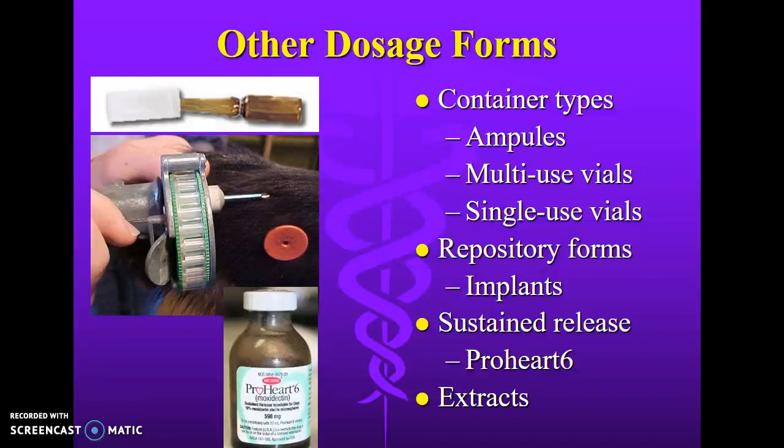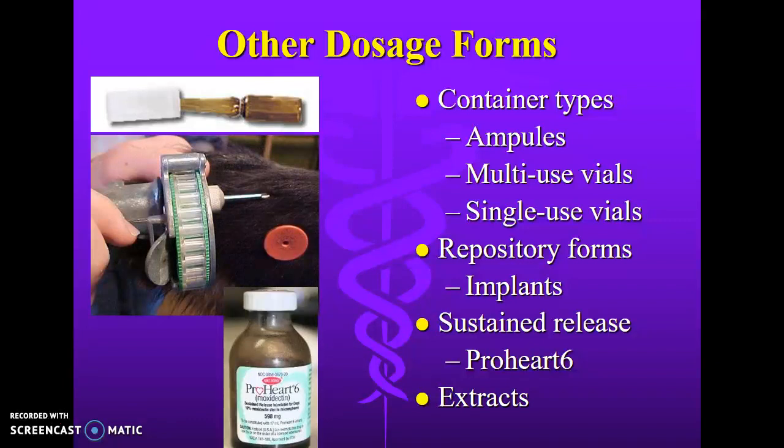They would just have to come in twice a year. That's why it's called ProHeart 6, good every 6 months. It had some skin reactions, as you might imagine, once it was injected under the skin. So it was pulled off the market for a while, but then it seems to appear back again. That is a sustained release.